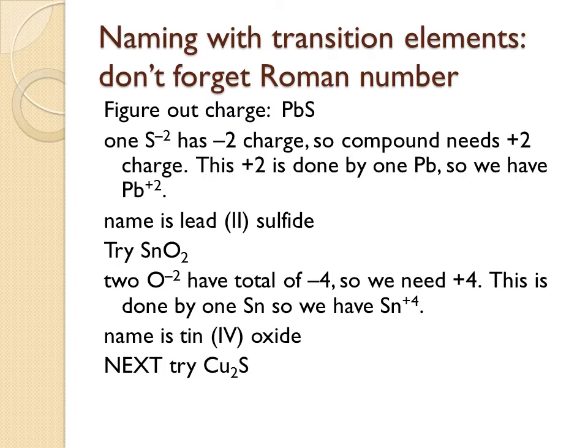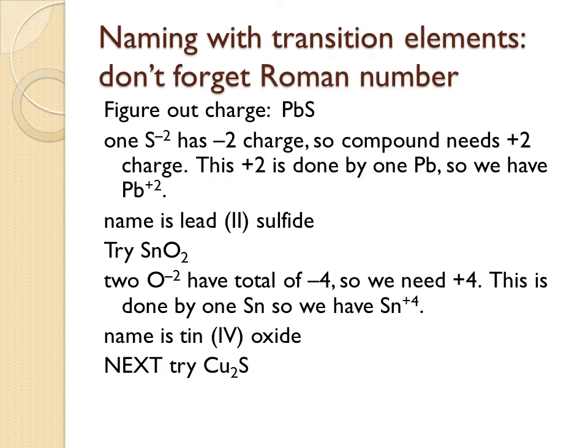So for example, with the lead and sulfur, we know that sulfur has a -2 charge. So we need a total positive charge of +2 to balance out the one sulfide. And so we only have one lead atom to do that, and so that lead atom must have that +2 charge. So we must be talking about lead 2 sulfide.